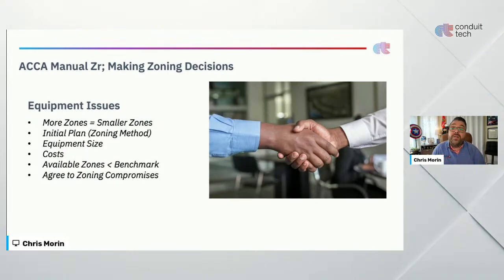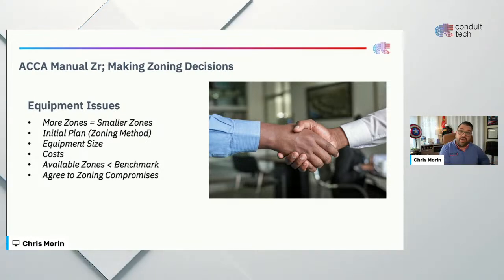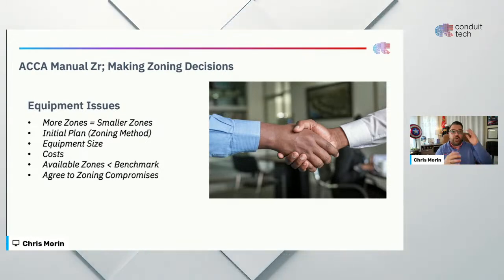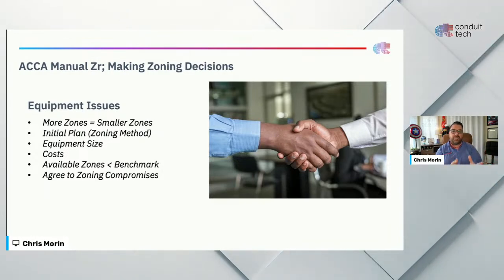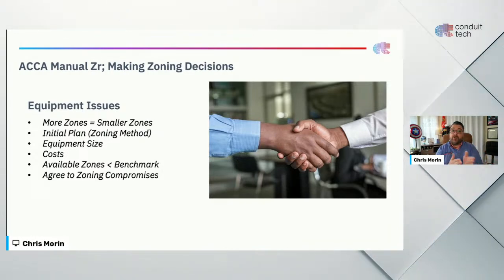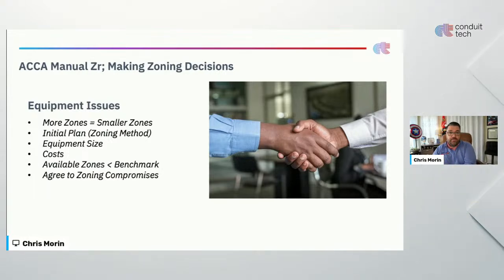All right, let's talk about some equipment issues. The more we zone a home or spaces, the smaller the zones need to be, right? And that's when I talk about the equipment capabilities and understanding if the furnace can ramp down that far for that volume of air, right?